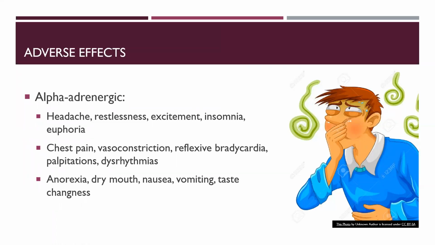So some of our adrenergic alpha side effects would be things like headache, restlessness, excitement, insomnia, euphoria. And if you think about this, if my blood pressure is going up, it kind of makes sense why I would be very restless, why I would have this chest pain, this vasoconstriction, this palpitation, these dysrhythmias. All of these things kind of make sense because I'm basically putting my body in that fight or flight mode where I'm just getting ready to either run away from something or fight something.